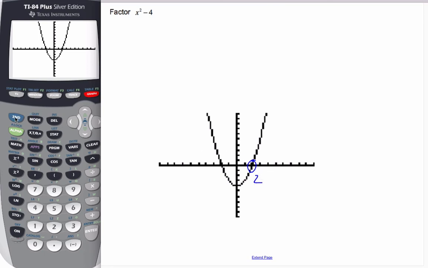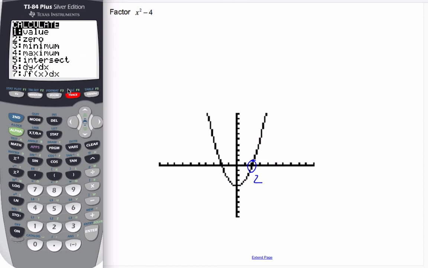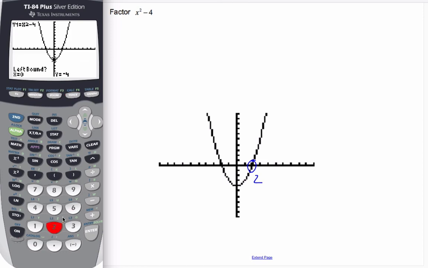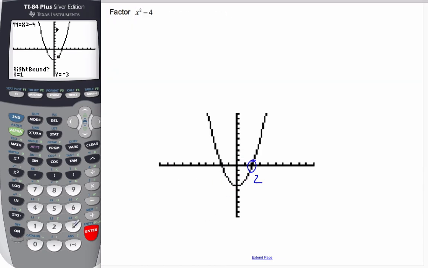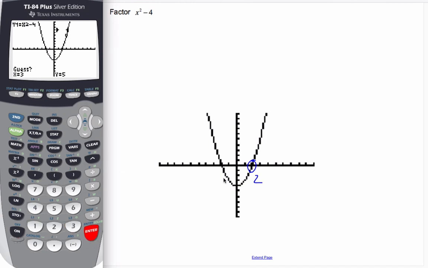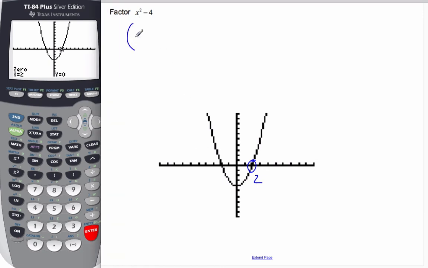So I'm going to go to my calculator. I'm going to go second trace, which is the calculate menu. I'm going to hit number 2, zero. Now the calculator is saying left bound. I want a number to the left of 2. What number is to the left of 2? 1 works nicely. Hit enter. Now I want a number to the right of 2. 3, 4 would work, 5 would work. Any of these values would work. I'm just going to type 3. I'm going to guess 2, since that was my guess, and lo and behold, I was correct. So one of my factors will be x, change the sign, minus 2.